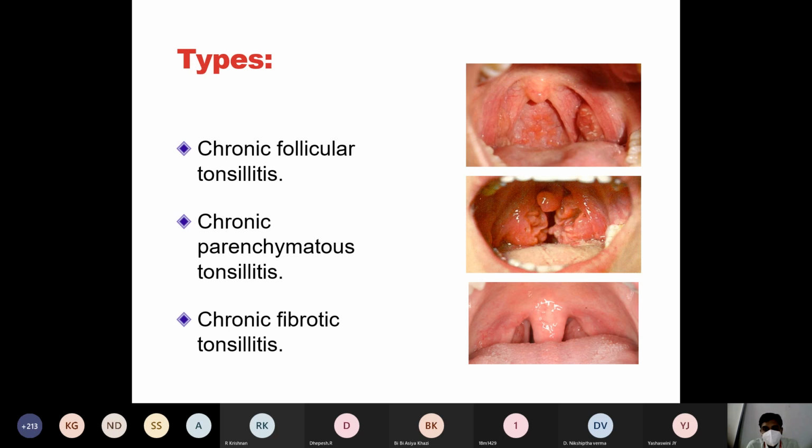Sometimes, because of repeated inflammation, there is fibrosis of the parenchyma of the tonsil. The tonsil is small and lies within the substance of the tonsillar fossa, but there can be persistent inflammation. So, size alone is not an indicator of chronic tonsillitis.